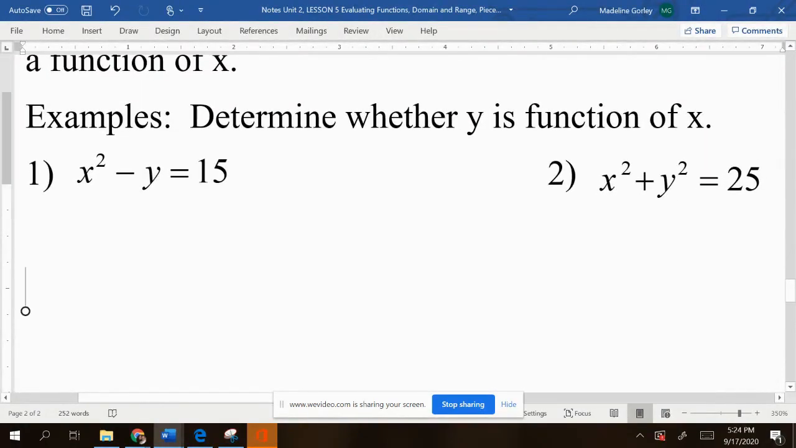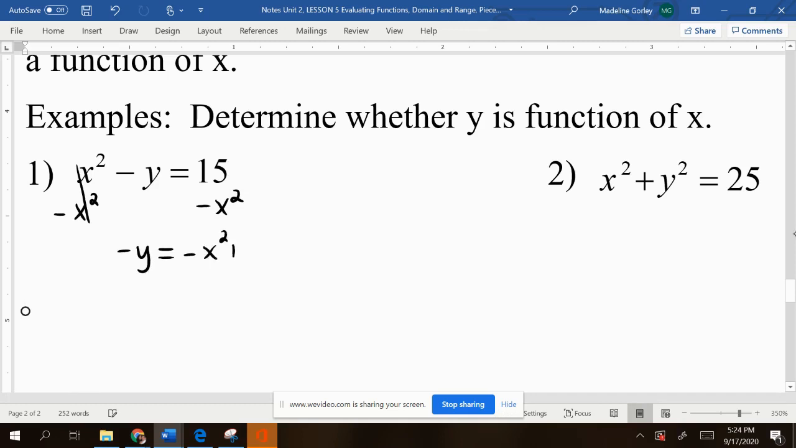Let's look at example 1. First thing I want to do is just get y by itself so that it's in a calculator-friendly format so I can type it in my calculator if I need to. So I'll subtract x squared from both sides. We get negative y equals negative x squared plus 15. Divide both sides by negative 1.